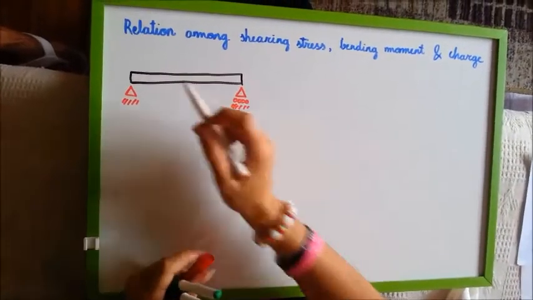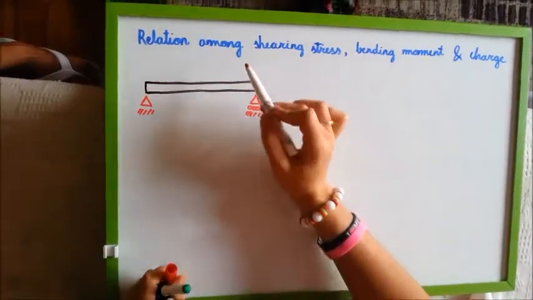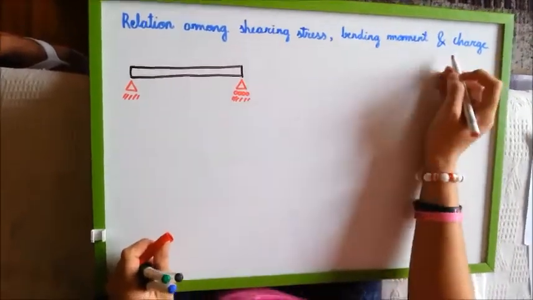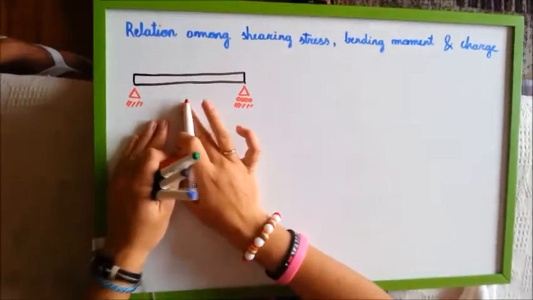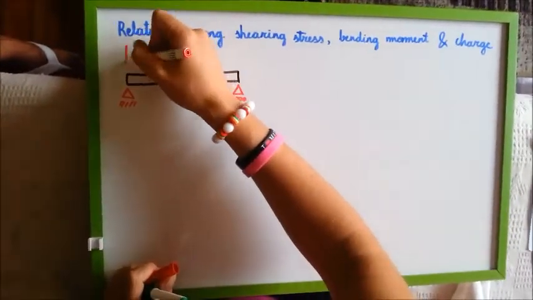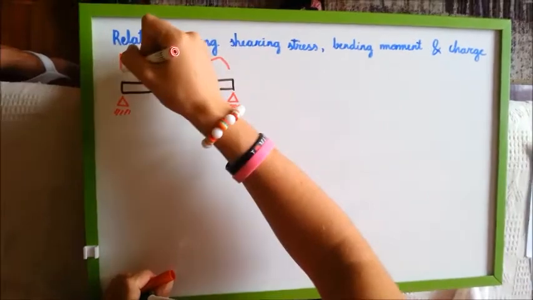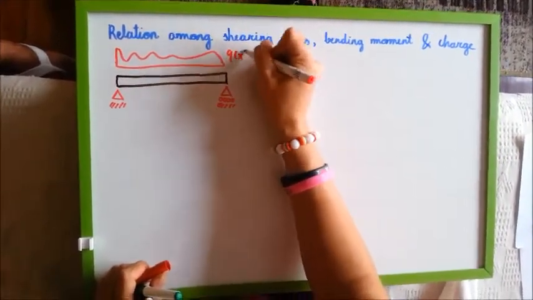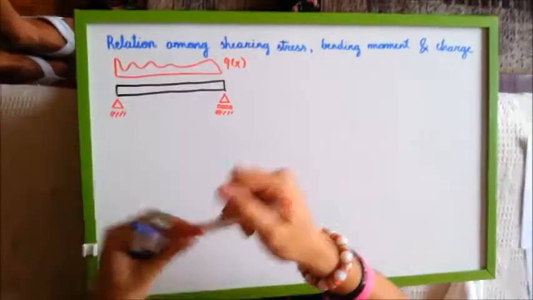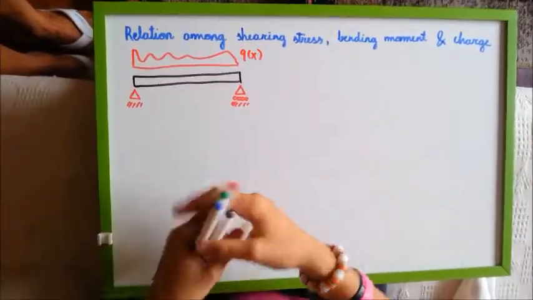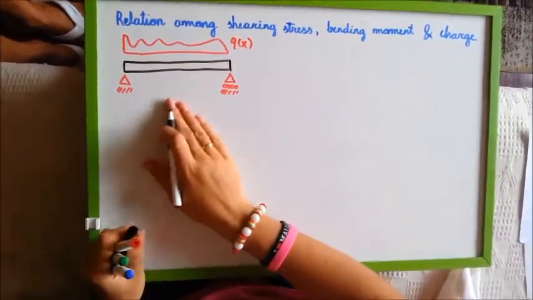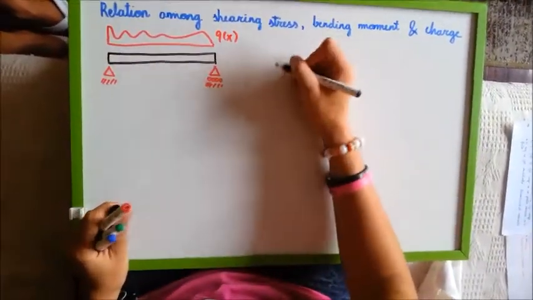Okay, now we are going to explain the relation that happens among the shearing stress, the bending moment, and the charge that we apply. So here we have a beam, and let's say this is the charge we have on it, Q of X, whatever, it does not have to be uniform or anything. First, we are going to explain what's the sign convention for these forces that we have to use.